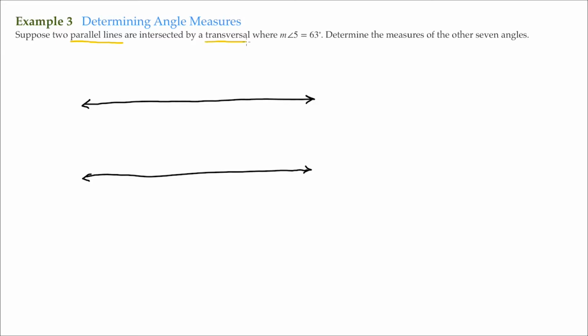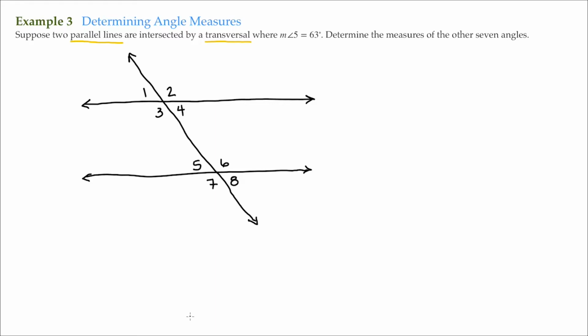And a transversal is a third line that cuts through the two parallel lines. It does intersect them. So I'm just going to put in a transversal here. And again, it doesn't have to be anything fancy. And what a transversal does is it creates this series of 8 angles. And here they are up here and over here. And I'm going to label these angles 1, 2, 3, 4, 5, 6, 7, and 8.